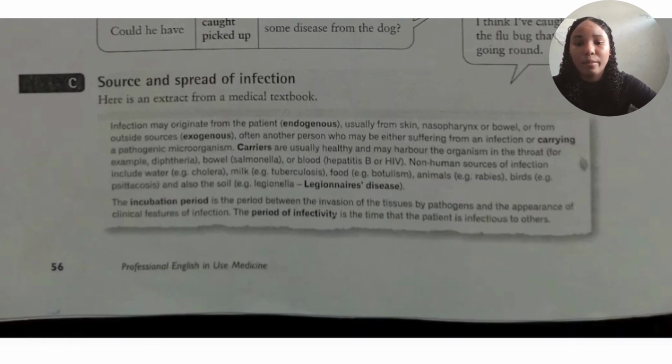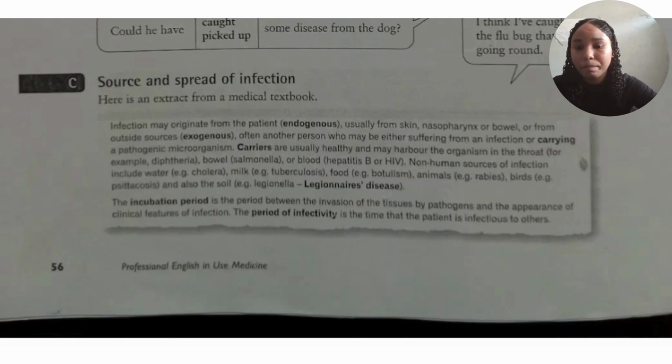Here is an extract from a medical textbook. Infection may originate from the patient, usually from skin, nasopharynx, or bowel, or from outside sources. Often, another person who may be either suffering from an infection or carrying a pathogenic microorganism. Carriers are usually healthy and may harbor the organism in their throat, bowel, or blood. Non-human sources of infection include water, milk, food, animals, birds, and also the soil.